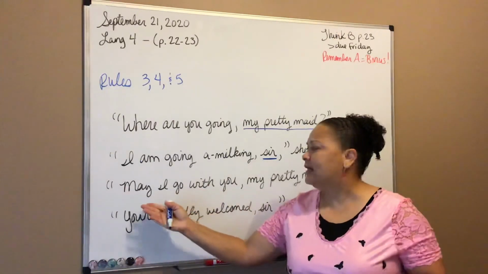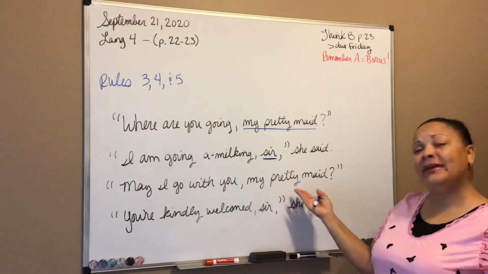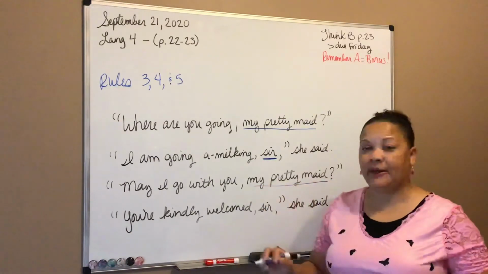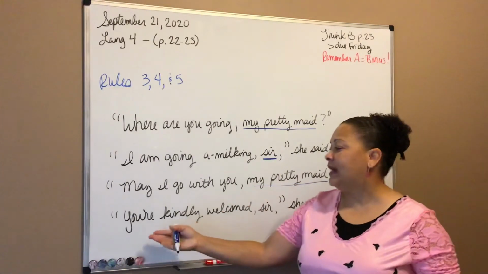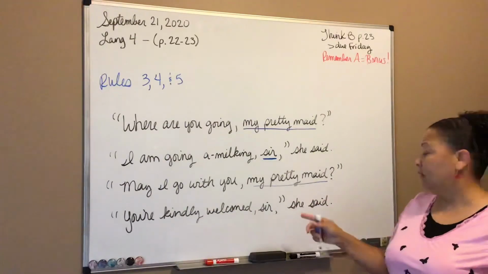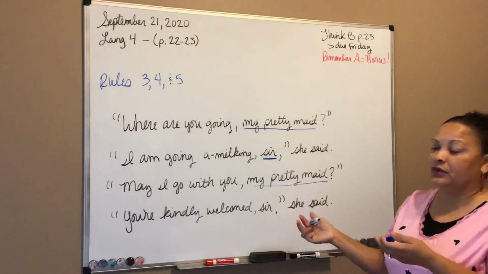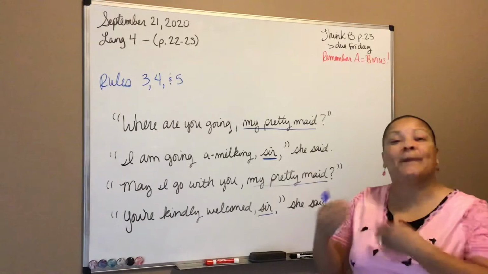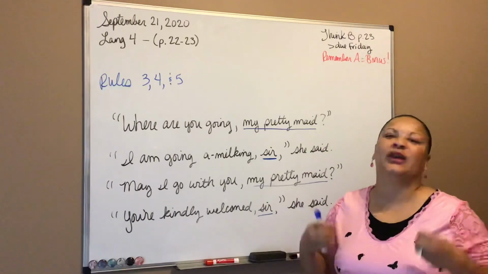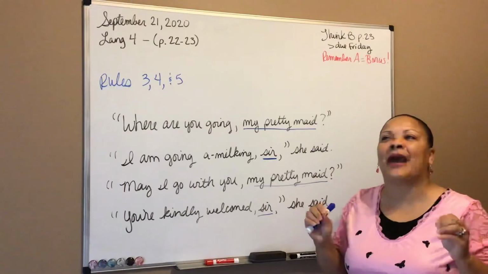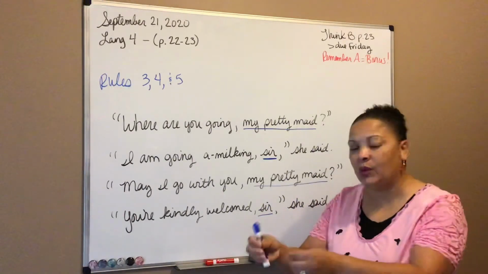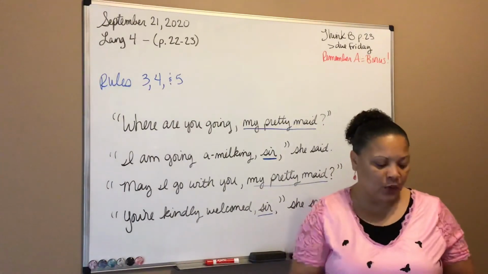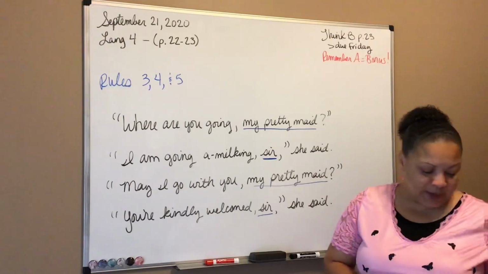And then he says, may I go with you, my pretty maid? Who is he talking to? My pretty maid, right? She responds, you're kindly welcome, sir, she said. Who is she talking to? Sir. So go ahead and continue that. And this is, I know it's a repetitive exercise, but remember, we learn in repetition. So if you can get the idea that whoever they are talking to, they are addressing that person. They are talking to that person. So it needs to be underlined, okay? All right. And then also finish Think B.